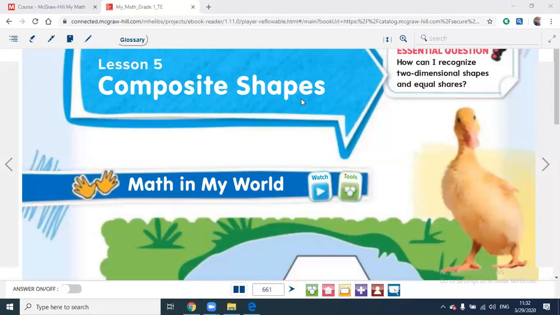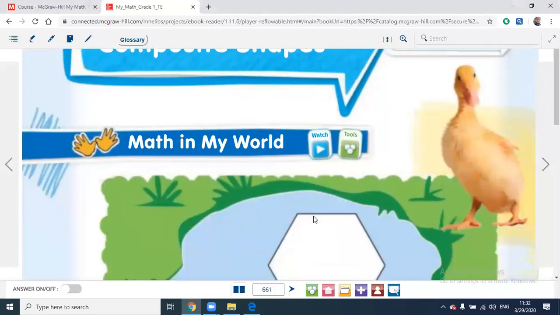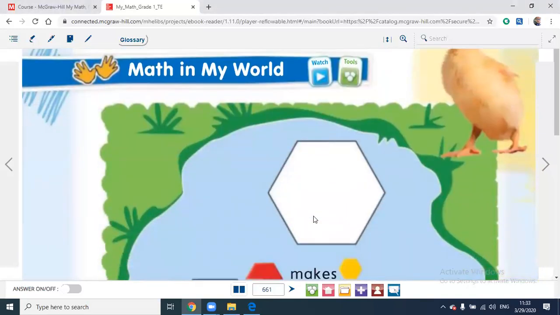Composite shapes. We join two shapes together or more than two shapes to have a new shape. Composite shapes means many shapes, two or more than two shapes connected together to have a new shape. As you see here, this is the shape.